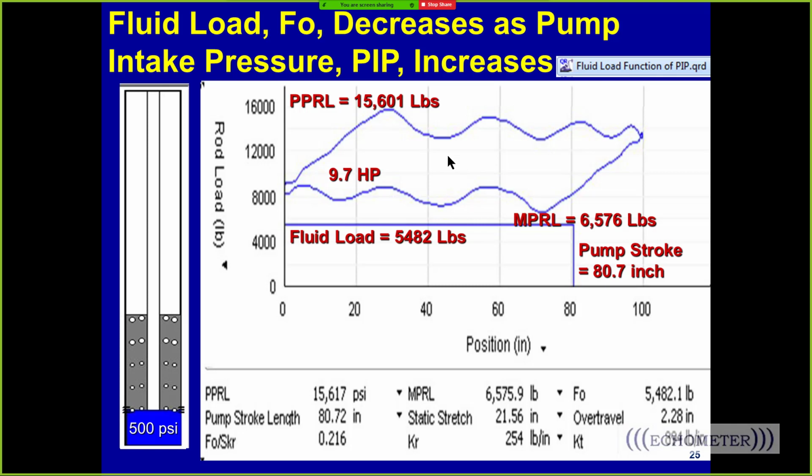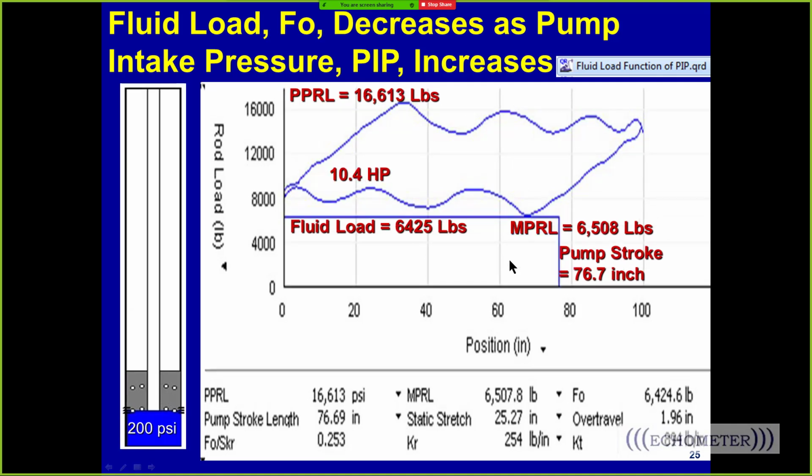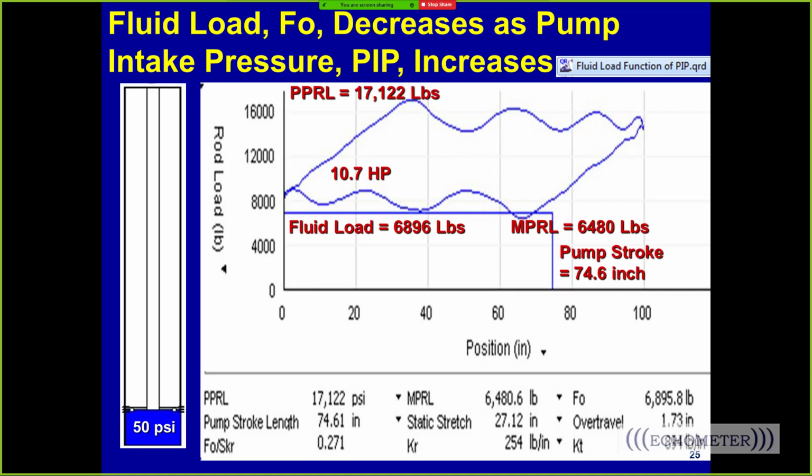So let's just go back real quick. Watch the pump stroke. With 500 psi, it's 80, and then 200 psi, it's 76, and then 50 psi, the pump stroke's now 74. So as you lower the fluid level, as you pump the well, you're going to have a shorter pump stroke because there's more fluid load, and you're losing more of your surface stroke to stretch.